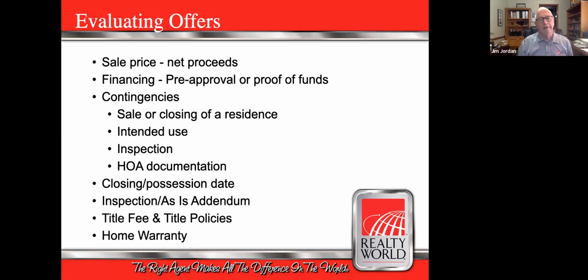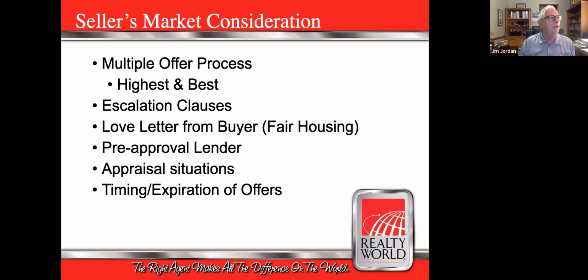And then you're going to talk about evaluating offers, and we're going to talk about all these things like sale price, the net proceeds, the financing or pre-approval or approval of funds, all the contingencies that may show up in a contract, closing and possession date, inspection, and as is addendum, title fee and title policies, and home warranty, because all of this stuff factors into net proceeds for them and how quick the house will sell.